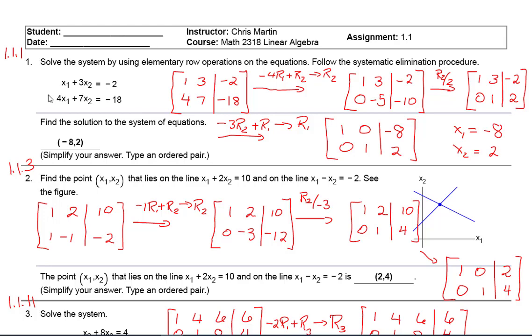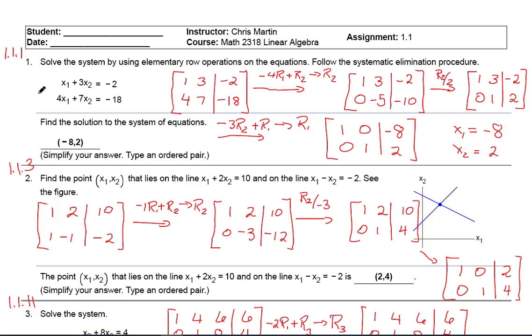Welcome to Math 2318, Section 1.1. In this section, there are a couple of important topics. One is the idea of consistent and inconsistent. A system is consistent if it has at least one solution. It can have one, it can have an infinite number of them. That means the system is consistent. The system is inconsistent if there is no solution.